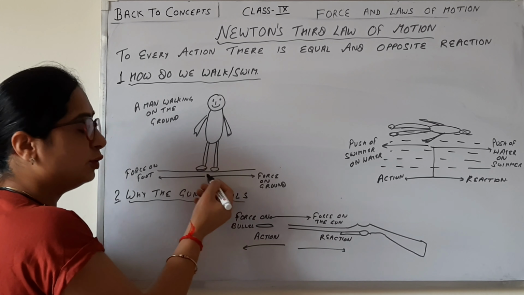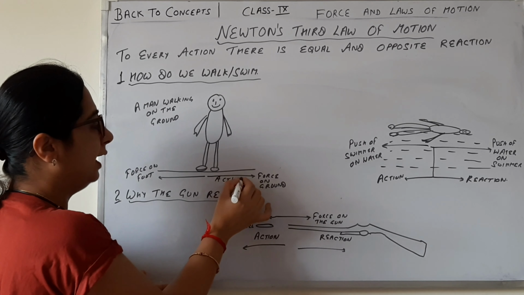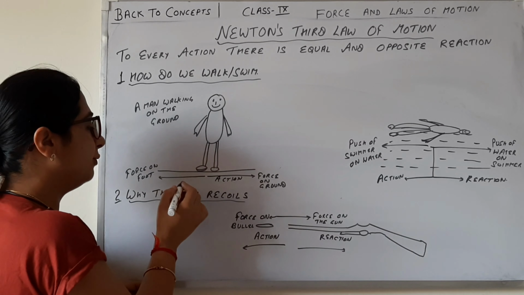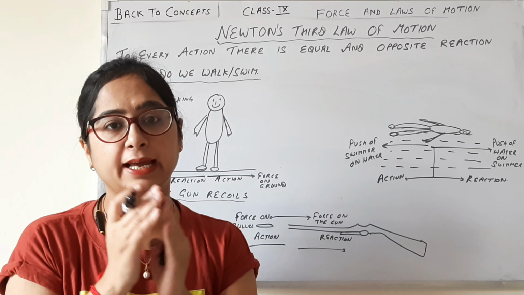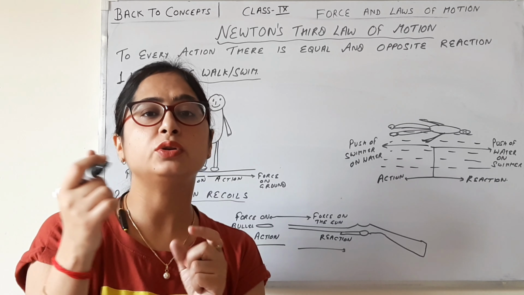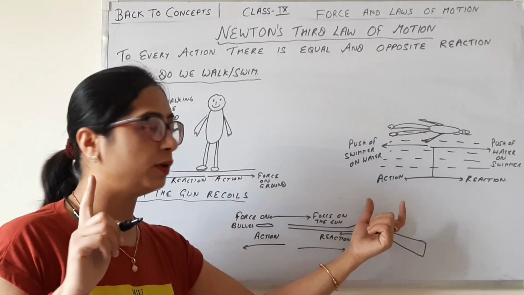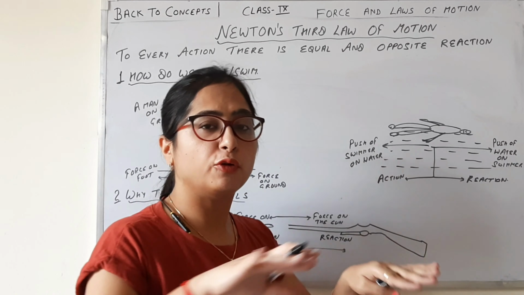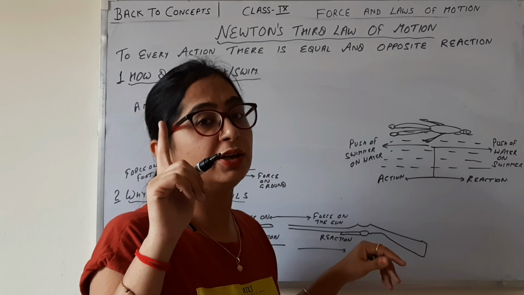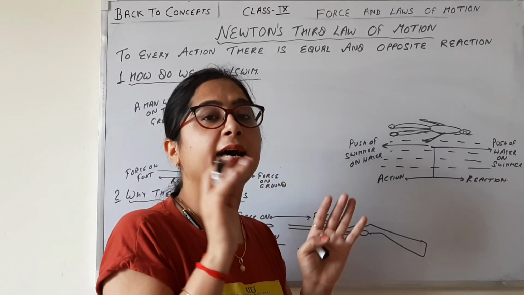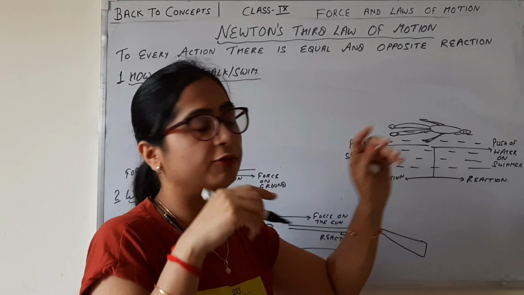We apply force on the ground, so this is known as the action, and the ground exerts force on our foot. This is known as the reaction. Keep in mind, action and reaction act on two different bodies. Okay, so let's take the case of a swimmer. When we are swimming, we apply force in the backward direction on the water, and what does Newton's third law say? Water must apply a forward force, so that's why we move in the forward direction.